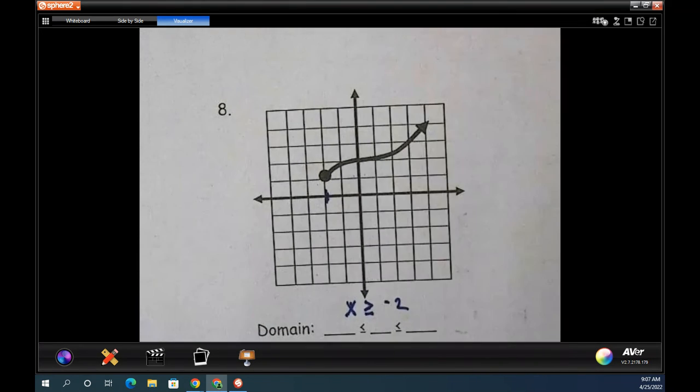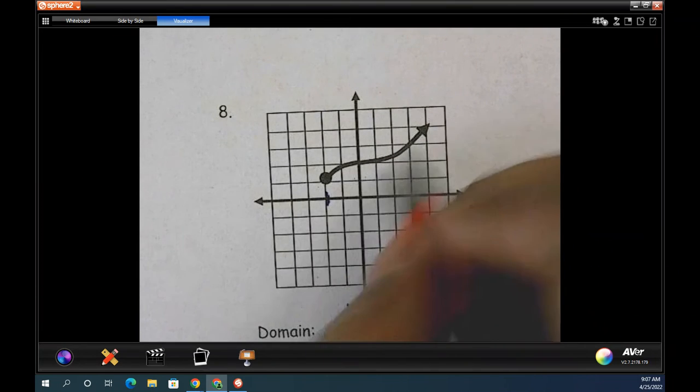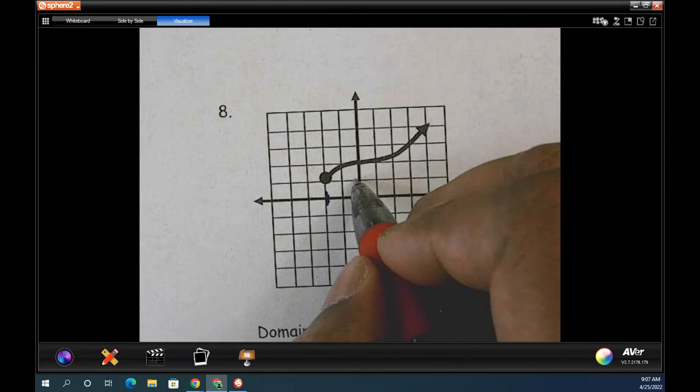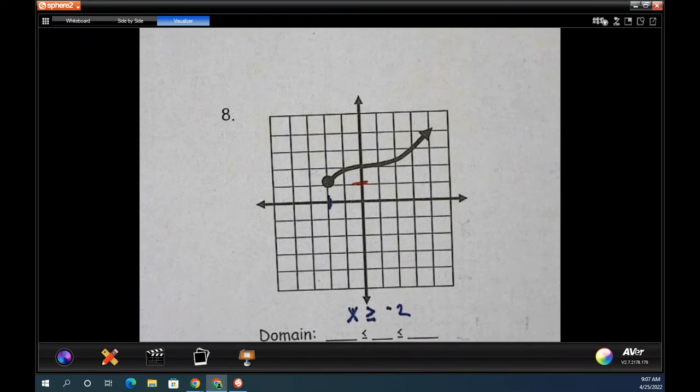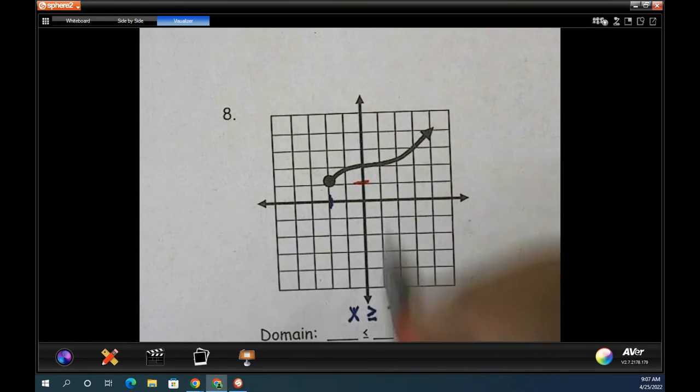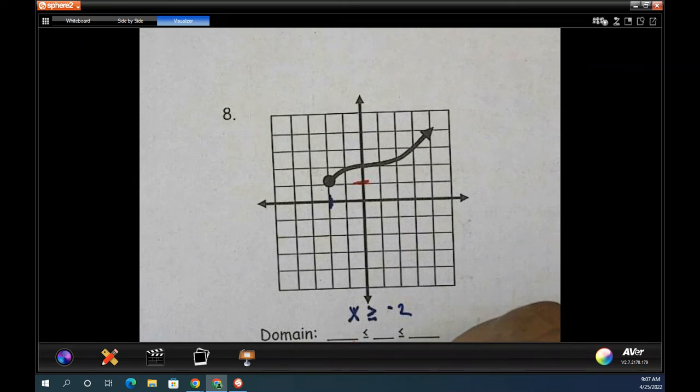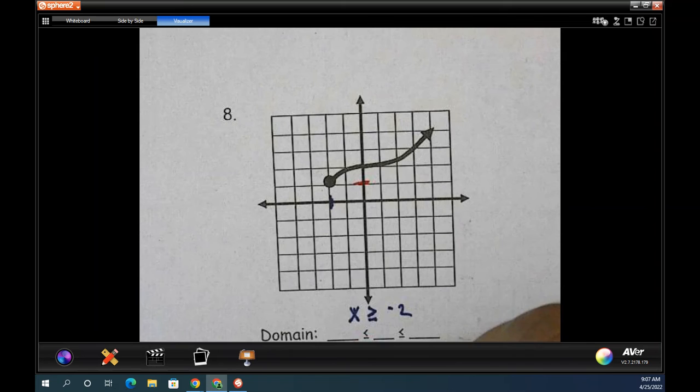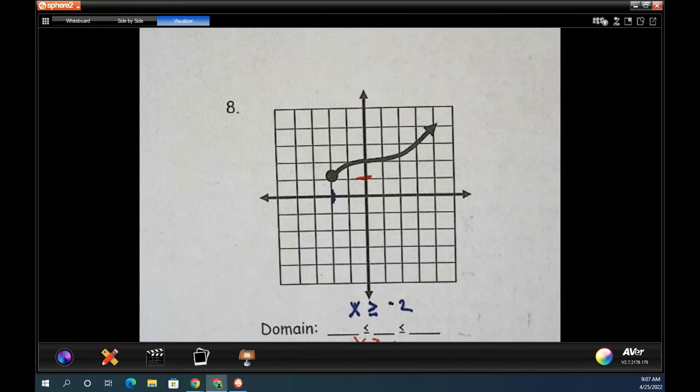All right, the range. Here we go. It's going up. That arrow's going up, so it's going to be from here. So the range, that's 1. And it goes through the point, got a closed circle. Y is greater than or equal to 1. How many of y'all got both of those? Got to be careful there.